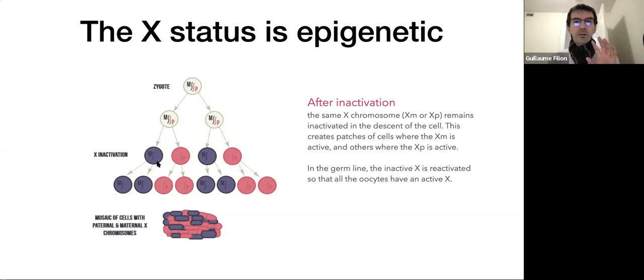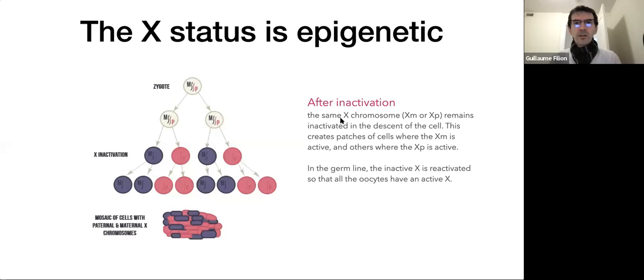But what's really important is that once it's chosen, all the descendants of that cell will keep the same chromosome active or inactive all the time. You decide only once, and after this, you keep a memory of that decision. So that's really going back to the idea of Conrad Waddington. Once you've gone down one path, you've gone that path forever. You cannot just switch branch anymore. Okay, the whole clone of cells will keep the same chromosome active or inactive.